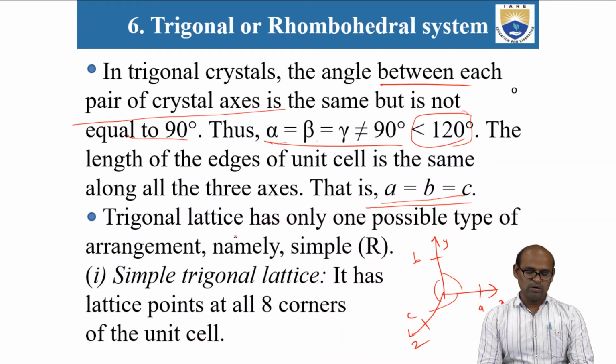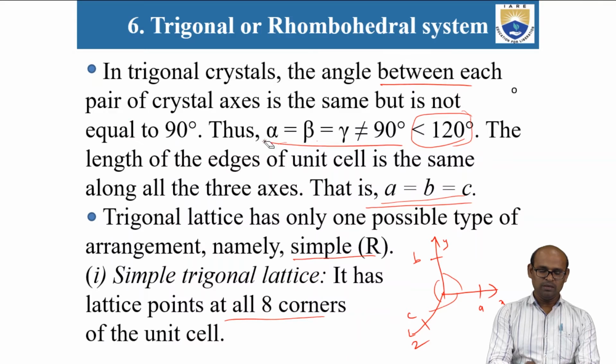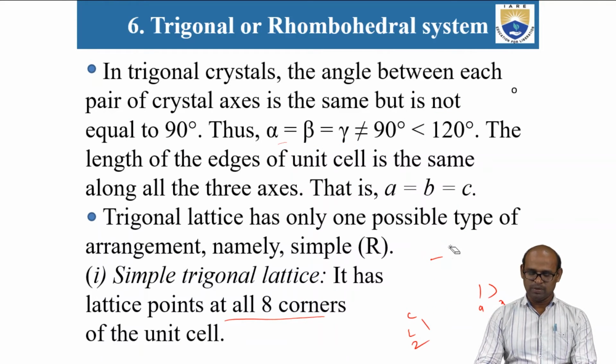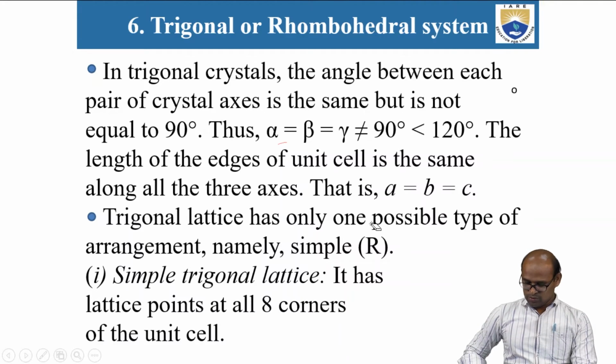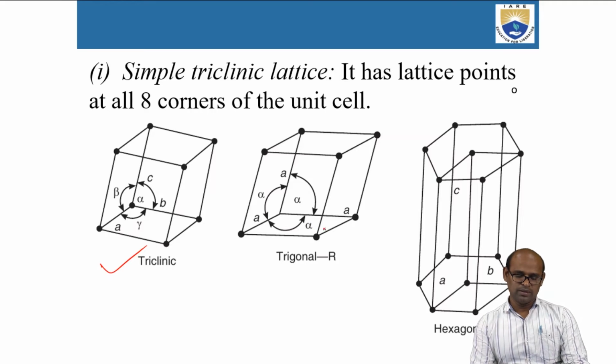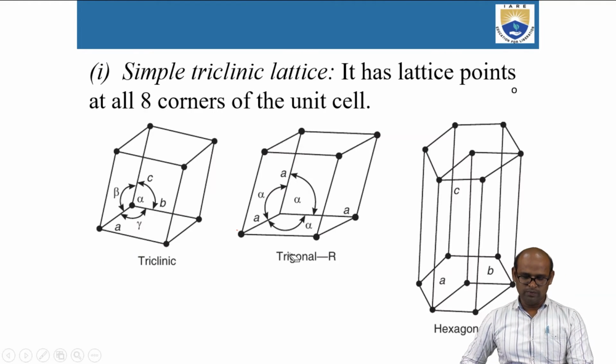Right. So the trigonal lattice has only one possible type of arrangement, which is the simple trigonal or simple rhombohedral system. It has lattice points at the 8 corners of the unit cell. So this is the simple trigonal or rhombohedral system, which is a primitive unit cell. That is given here. That is the reason why this is a primitive unit cell.